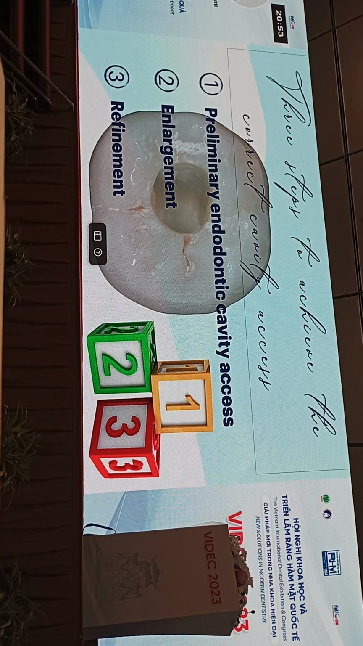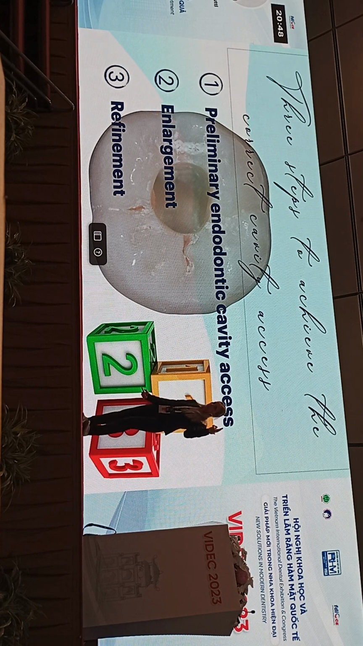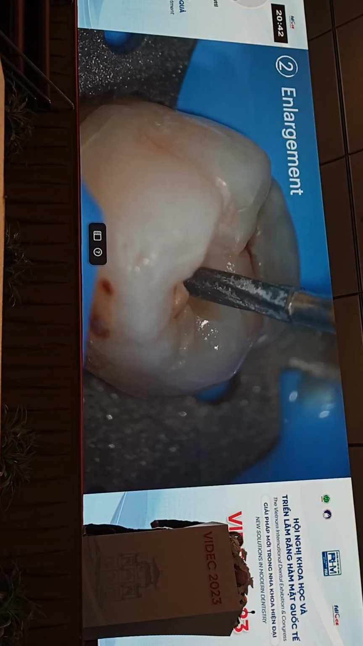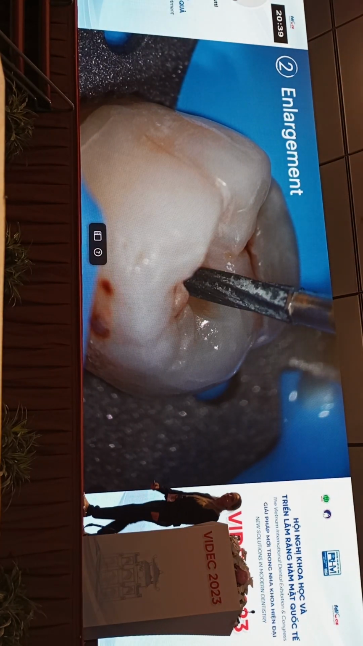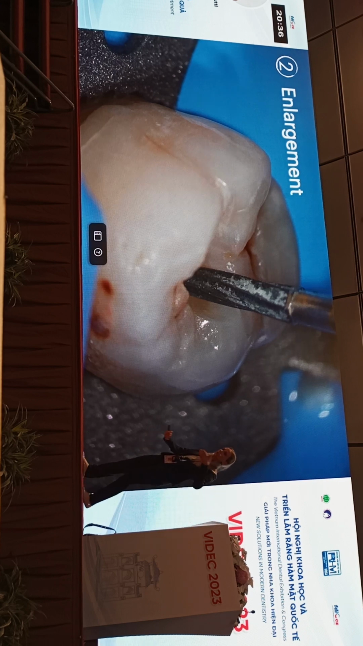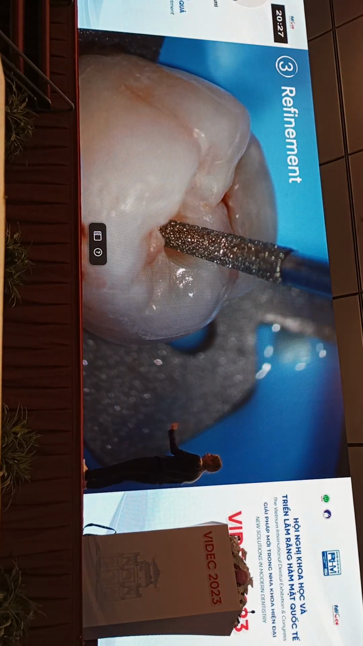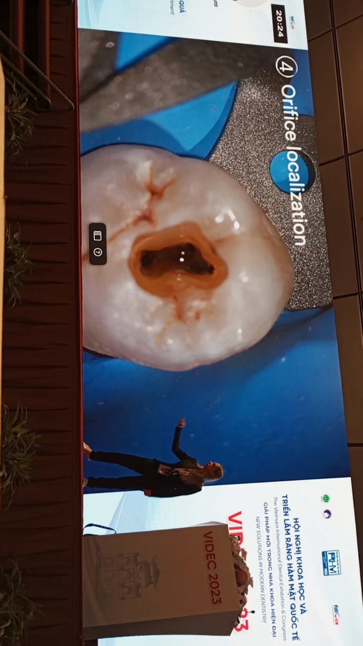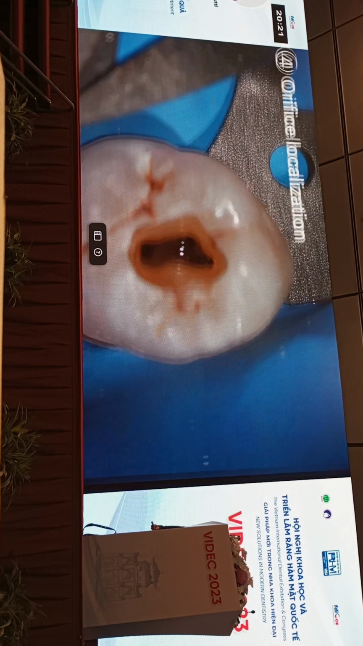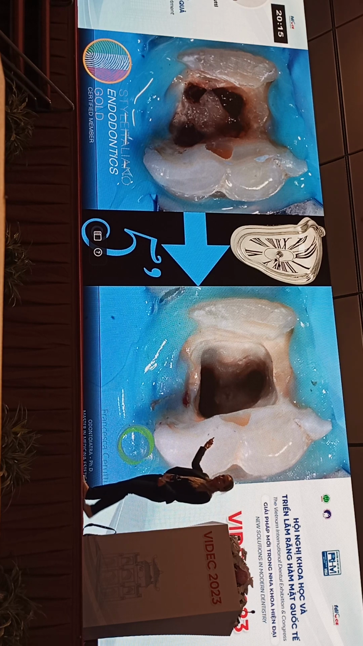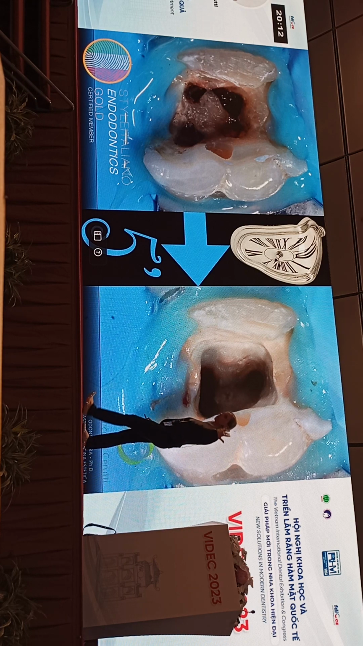So we have 3 steps to follow: preliminary endodontic access, enlargement, refinement. You've seen diamond-coated burrs for the preliminary access, enlargement with a multiple blade burr with a non-working tip. You put the tip of the burr on the floor of the pulp chamber, and then you go around enlarging. Then ultrasonic tips to refine the cavity, and then you find the orifices. To pass from that to this is 5 minutes, even less.